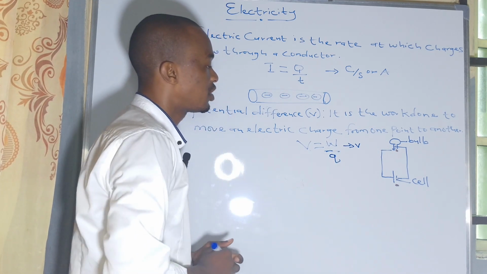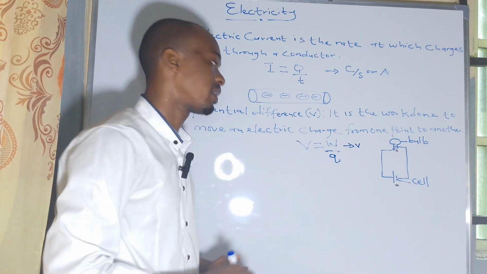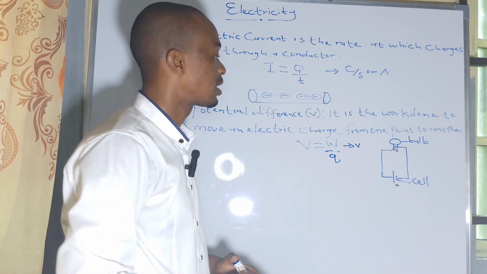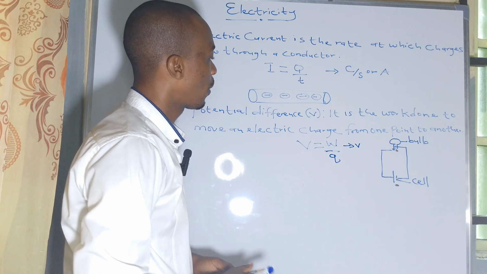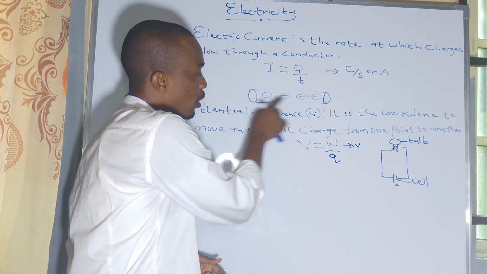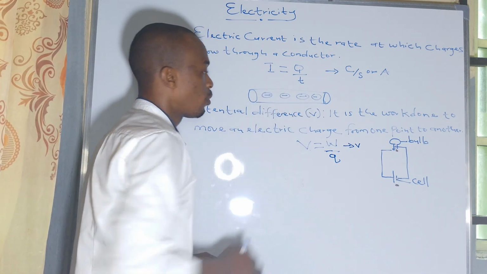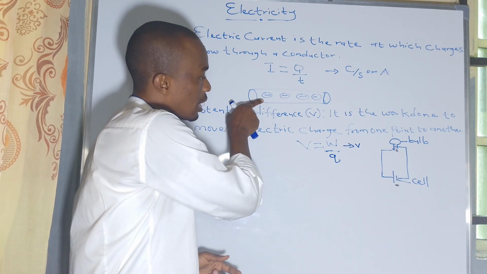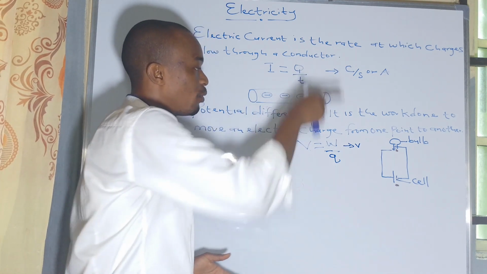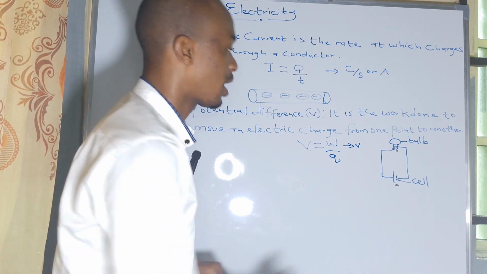The work done on a unit charge is called what? Potential difference. The work done on a unit charge is called potential difference. So to move this from this point to this point, you have to do work. And when you do work, the electrons will start moving. And when they start moving, you generate what? Electricity.